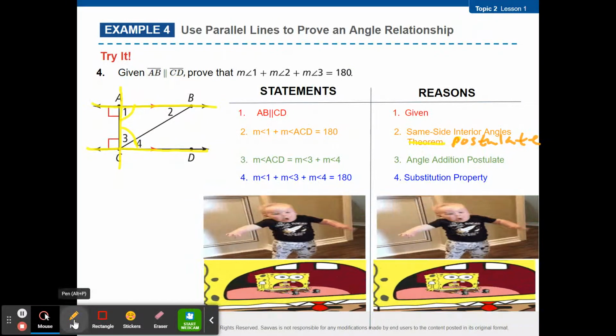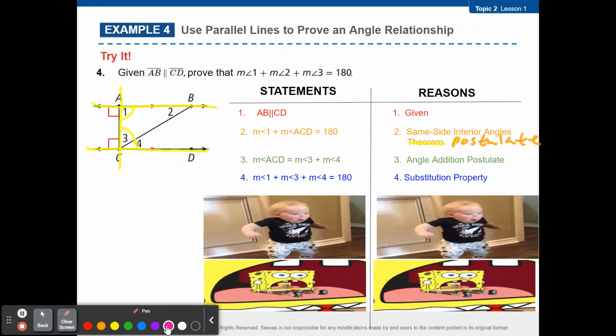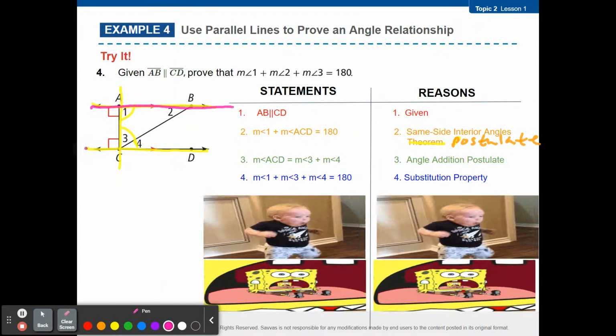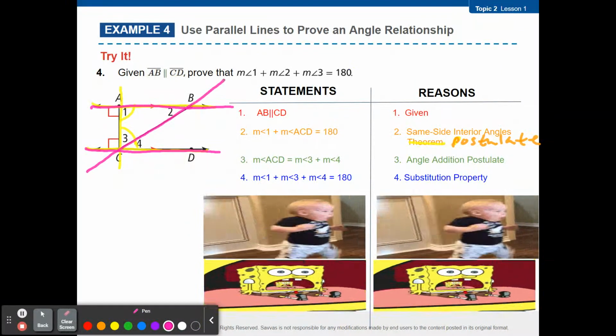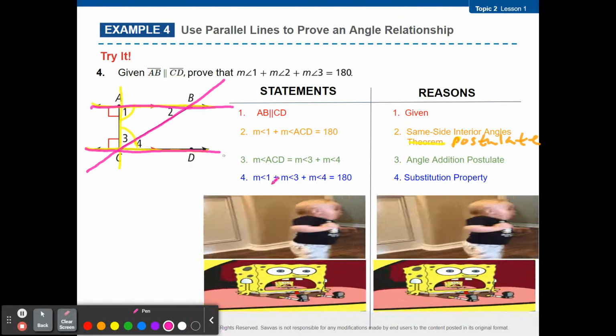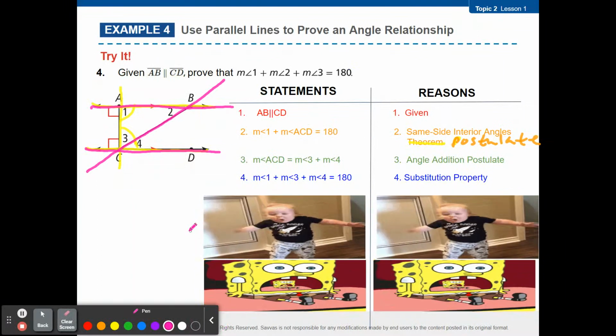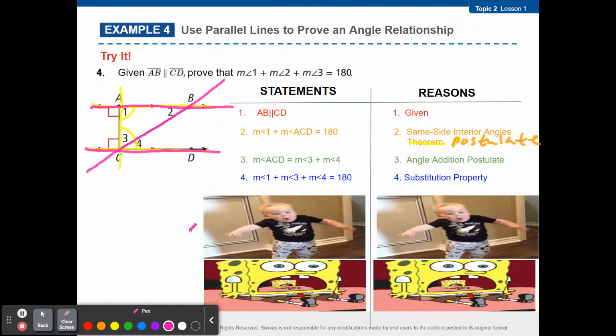Okay, so let me get a different color. Now, if I look right here, again, here's our parallel lines, and here's our transversal. What else can we get out of this for angle 2 and angle 4?